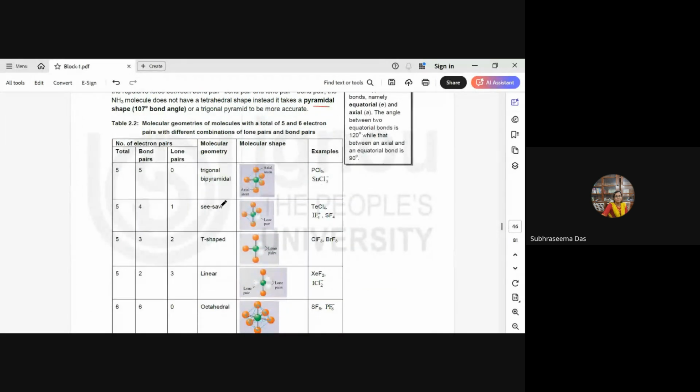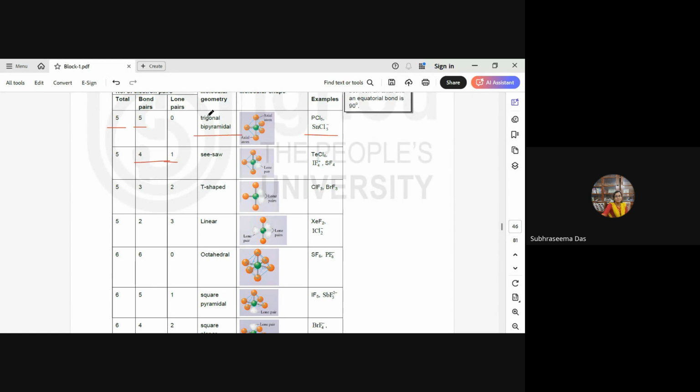Here some examples have been given. Suppose there are 5 electron pairs, out of which there are no lone pairs, only bond pairs. So the molecular geometry is TBP, that is trigonal bipyramidal. The common example is PCl5. Suppose again we consider that there are five electron pairs, but here there are four bond pairs and one lone pair. Because of the presence of this one lone pair, the trigonal bipyramidal structure now changes to a seesaw structure, like it has been shown here.